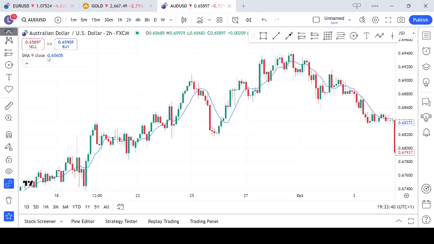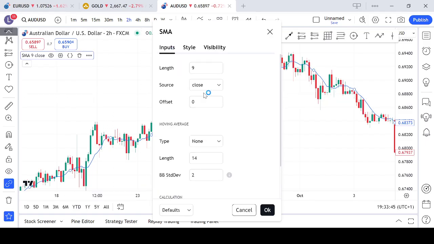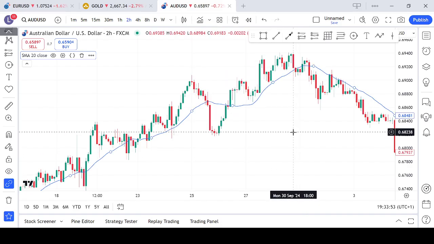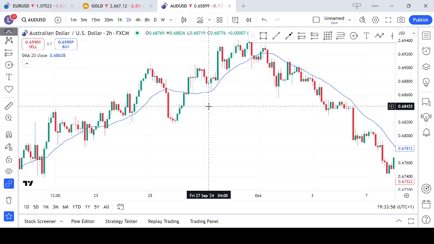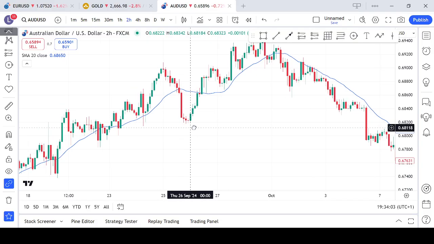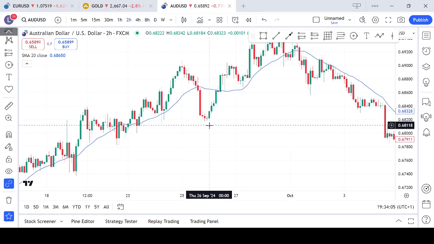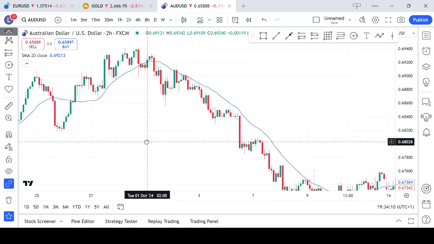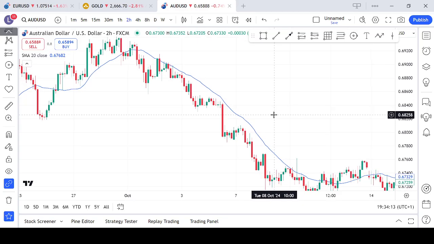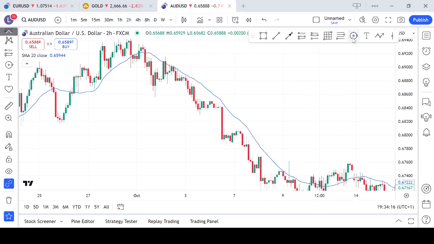So I'm just gonna edit our moving average so that we can observe it better. I'm just gonna use the 20-day moving average. So you can, like I said, when the price is above a moving average, it indicates a bullish trend. Conversely, when the price is below the moving average, it suggests a bearish trend. And you can see that right here. Price is below this moving average, and you can see this bearish trend.